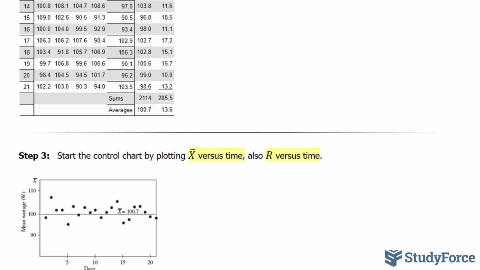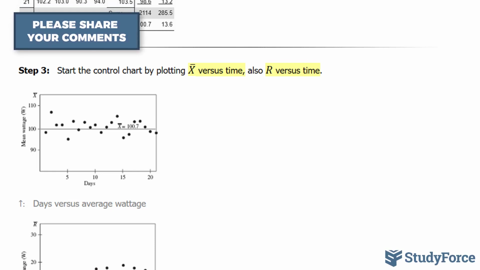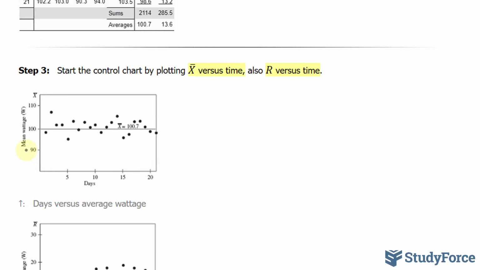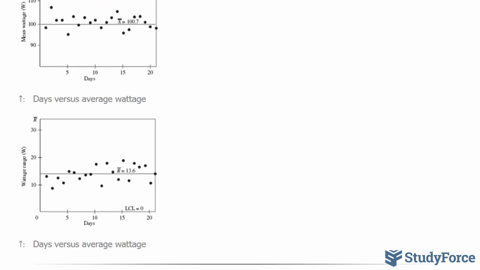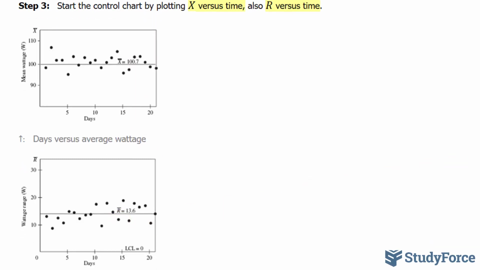In step 3, we need to start the control chart by plotting X bar versus time and the range versus time. So I've gone ahead and done this. I have 2 charts. The first one shows days versus the mean wattage, and there should be 21 points here. And the second chart shows the days versus the range. The mean of both is shown in this line. Notice that we calculated the mean of both at the very end, 13.6 and 107, shown here and shown here. In fact, I'll show you how to do this calculation in step 4.